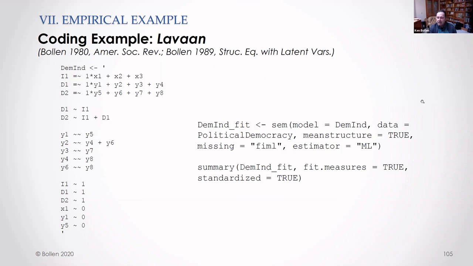So here are the commands on how to run it. So demint fit, this is where you're going to put the fit. This was using the SEM procedure, model equals demint, data. This tells you where the data is. Estimate the mean structure. If there's any missing data, this is a missing value routine. And it says use the maximum likelihood estimator. And this is how you get the summary statistics from it.